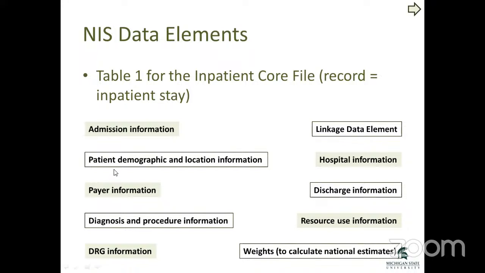If we go to the patient demographic and location information, that means the age of the patient, the sex of the patient, and the race of the patient. So this is the whole of these. It does not include the name of the patient or anything related to personal information.